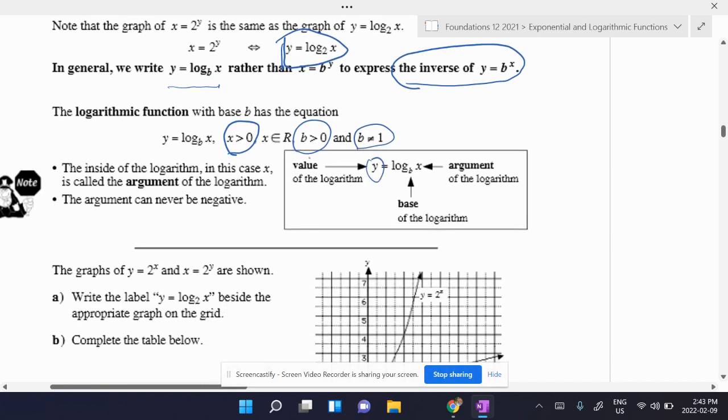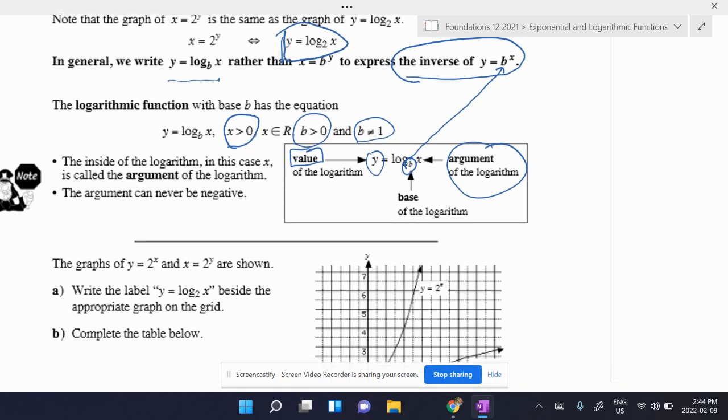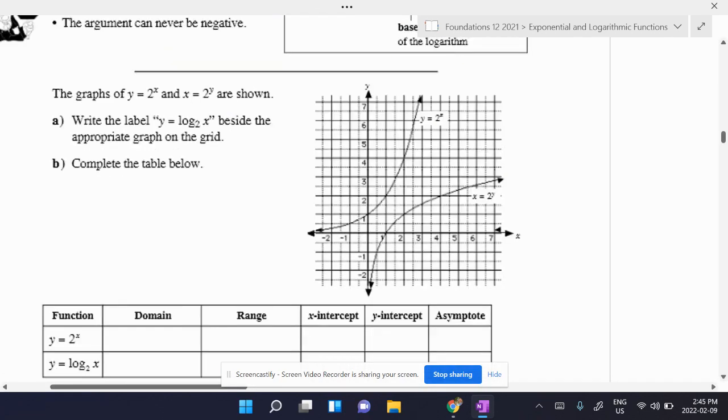Y is called the value of a logarithm. B is called the base, just like it is in this case. And x is actually called the argument. So that's something new. Argument cannot be negative. Same reason as before. Okay, so y is equal to 2 to the power of x and x is equal to 2 to the power of y are on this graph here to the right. Write the label y is equal to log 2 x beside the appropriate graph.